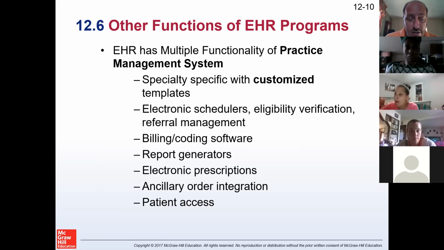Ancillary order integration, and patient access. Access is access to care. That's what they mean by patient access. That's getting appointments in. The standard quality measurement for access to care to get into a doctor's office is less than 14 days. If you try and get into an office for, I don't know, whatever you're going for, a mammogram, or no, that's a test.